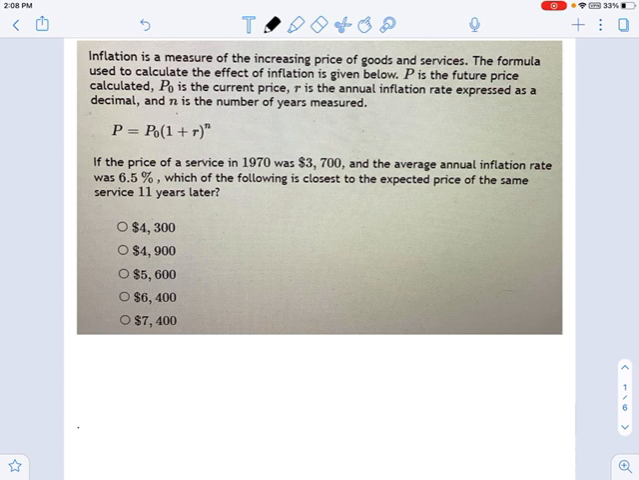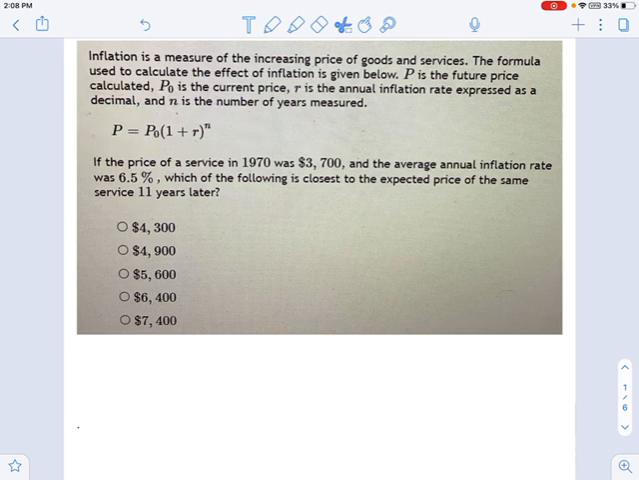So the formula here has a bunch of variables. P is the future price. Okay, that's the future price of something. P0 is the original price, or the current price. R, right there, is the annual inflation rate, and N is the number of years we're measuring it over.